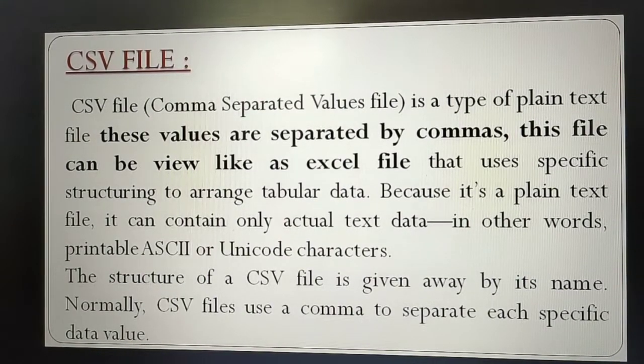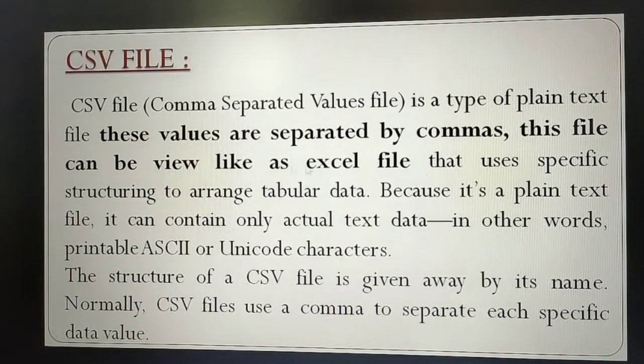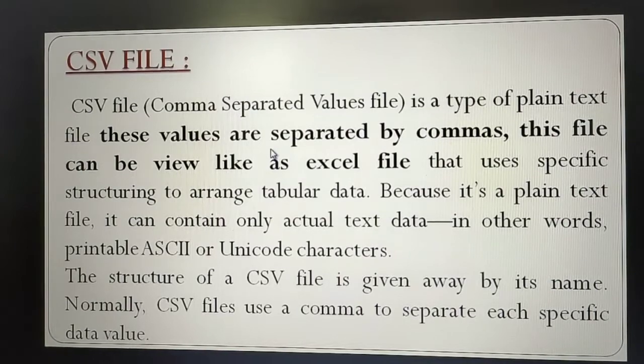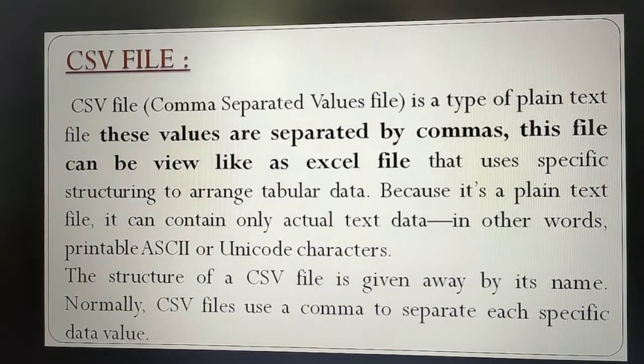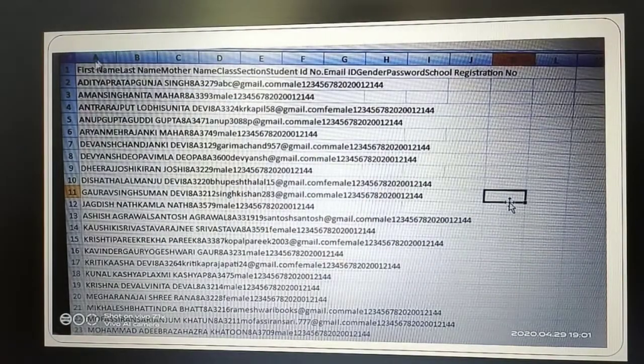Normally a CSV file uses a comma to separate each specific data value. This is the important thing. So in summary, it is a comma separated value file like an Excel file, and it can store data in tabular format. These are different types of files that can be dealt with as plain text files. So this is an example of a text file, a CSV file.